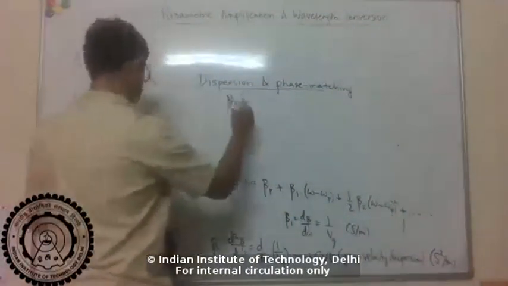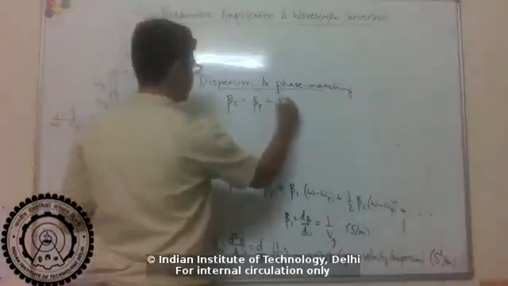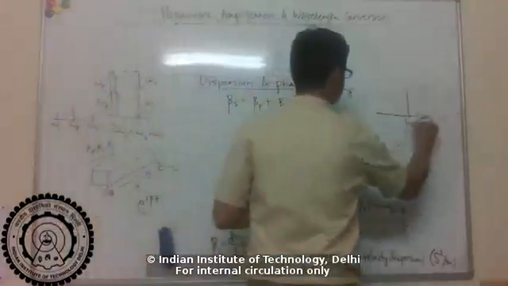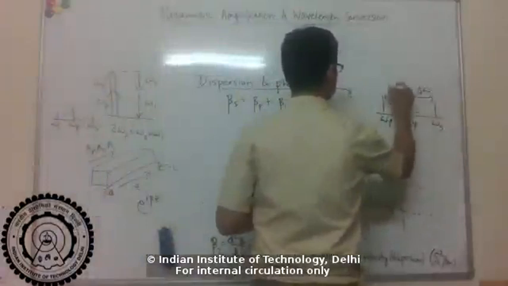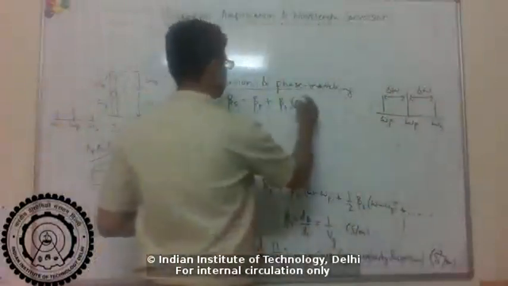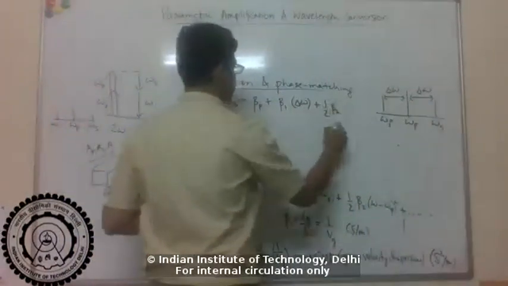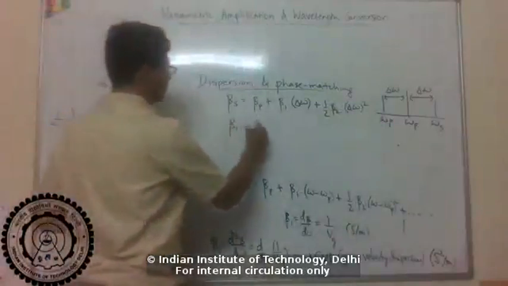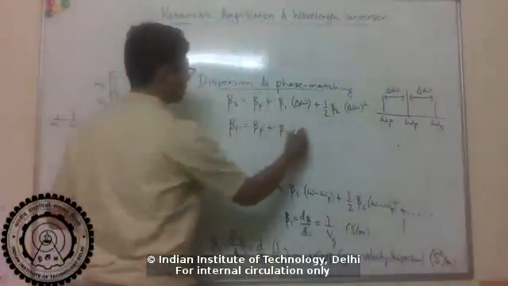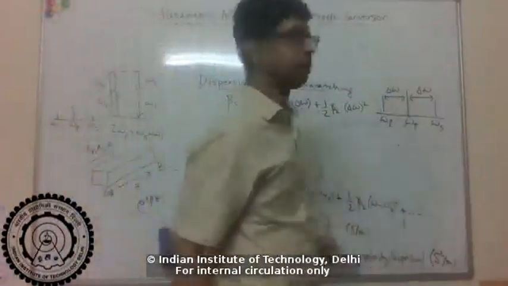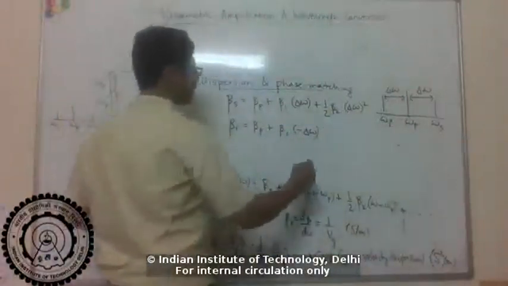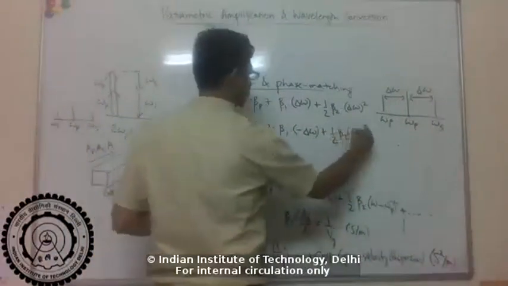So what I'm saying is beta s is beta p plus beta 1 times omega s minus omega p. Beta 1 times omega s minus omega p is just delta omega. And then the second order term, I'll get delta omega square. For the idler, again, beta p, and then here I'll have beta 1 times omega i minus omega p. So omega i minus omega p is minus delta omega, because omega i is less than omega p. So here I'll have minus delta omega, and here I'll have minus delta omega squared.